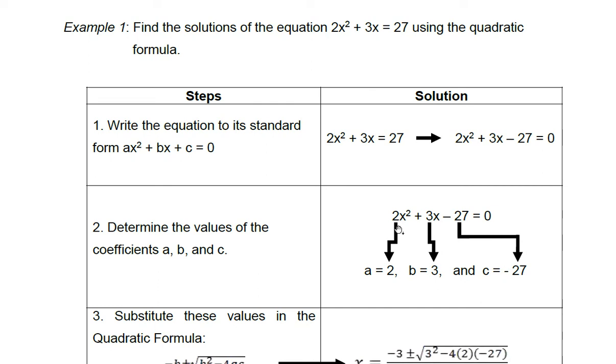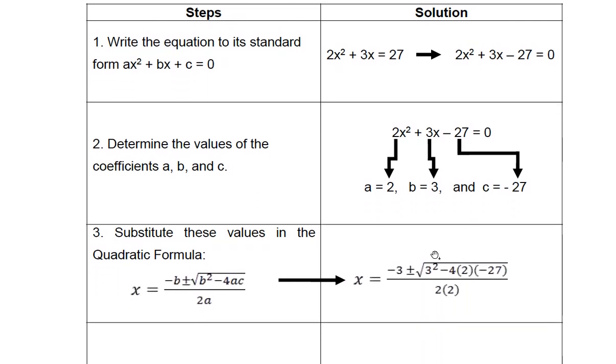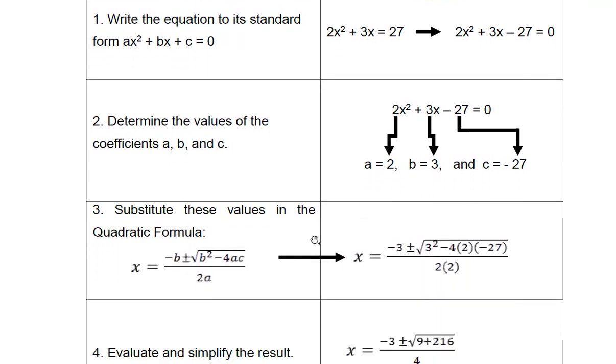So always the one beside x squared, that is a, always beside the linear term, that is b, and the constant is always our c. So substitute the values. So in here, this is our quadratic formula.